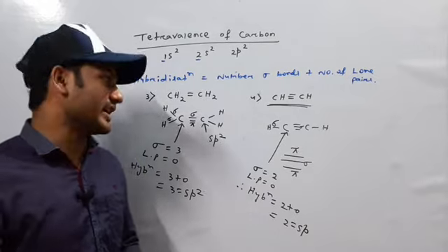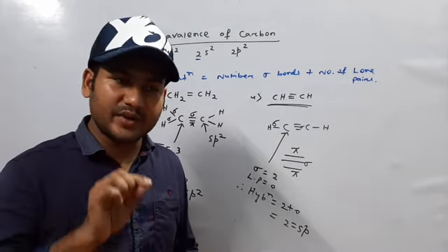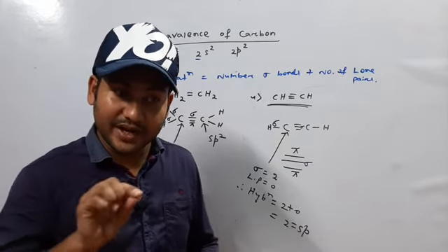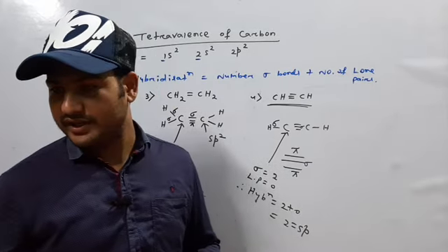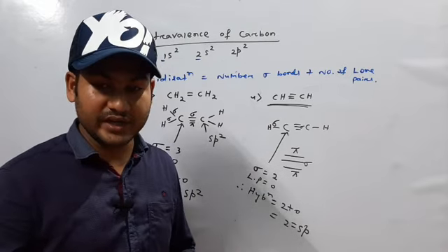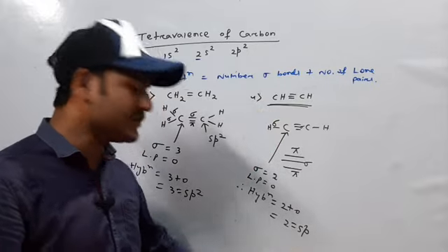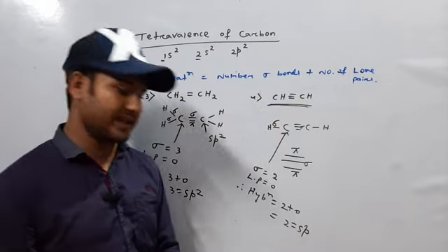So we conclude that when only a single bond is present between carbon and carbon, the hybridization is sp3. When a double bond is present between carbon and carbon, the hybridization is sp2. When a triple bond is present, the hybridization is sp.